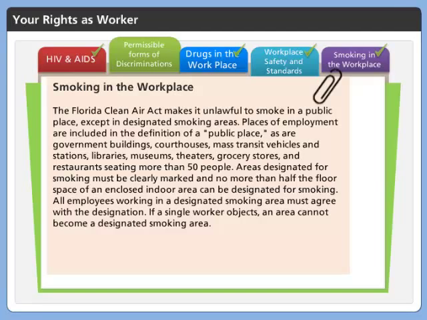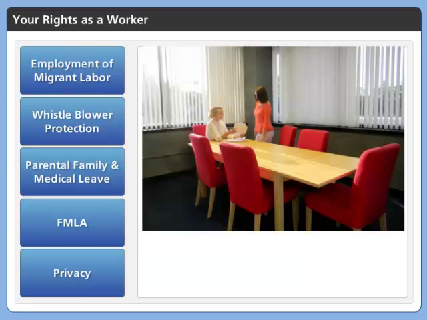All employees working in a designated smoking area must agree with the designation. If a single worker objects, an area cannot become a designated smoking area. Please click on the boxes provided for you to the left to learn more about your rights as a worker.